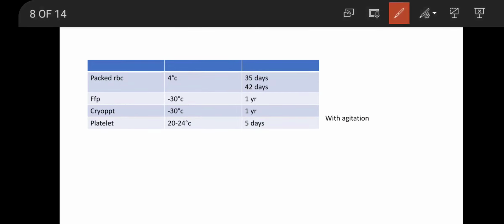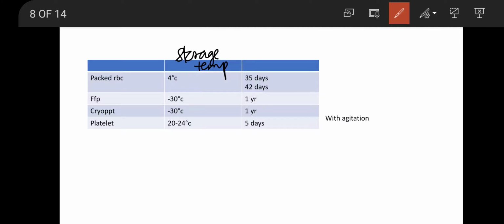So this is the storage temperature. Packed RBC can be stored at 4 degrees Celsius for 35 days or 42 days, depends upon the preservative. Fresh frozen plasma and cryoprecipitate are stored at minus 30 degrees Celsius and can be kept for 1 year.